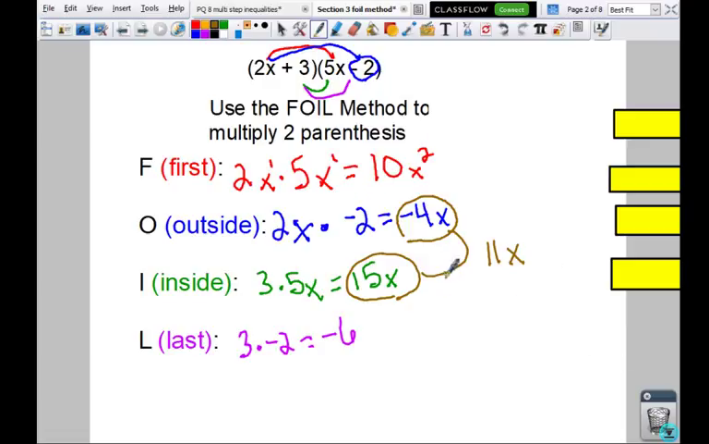So when I put these together, I'm just going to go down my list here and write them all together in one polynomial. I have 10x squared, and then, because this is a positive 11x, I'm going to go plus 11x. And then, because this is a negative 6, I'm going to go minus 6. And that's it.